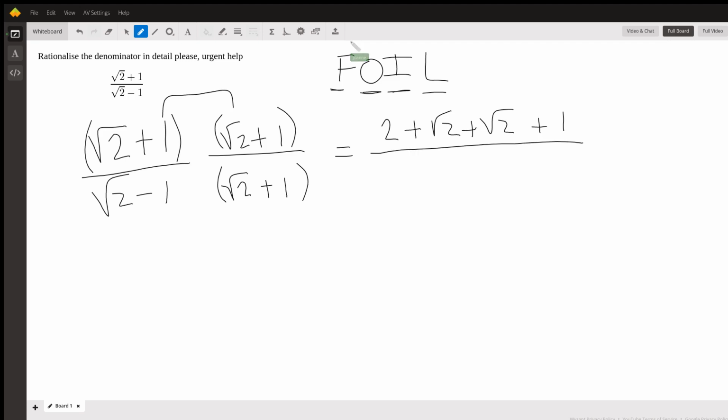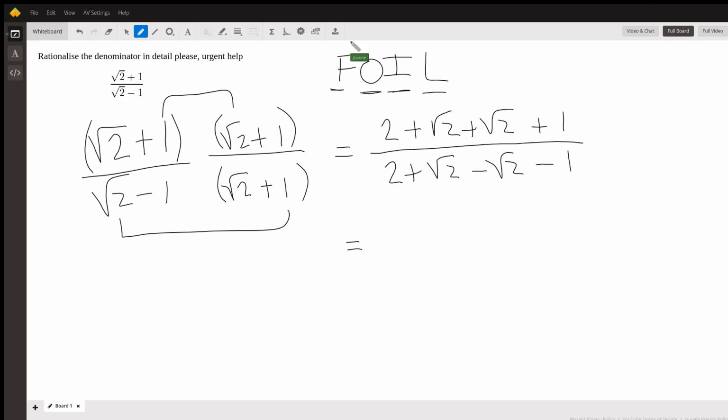And in my denominator, I'm going to do the same thing. I have first multiply together. So square root of 2 times square root of 2 is 2. Outside is the square root of 2 times 1. Inside is negative 1 times the square root of 2. So I'll have minus the square root of 2. And finally, last is negative 1 times 1, which is minus 1.